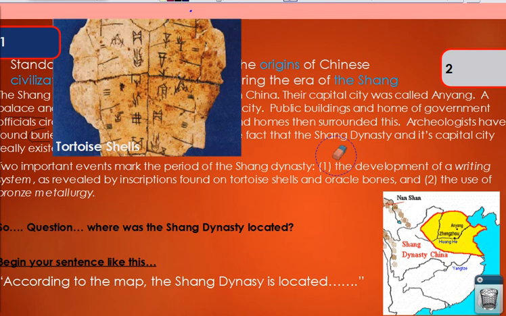And the turtle still has the shell. I like turtles. Man, it kind of stinks. The turtle shell has spines. So that's the tortoise shells.